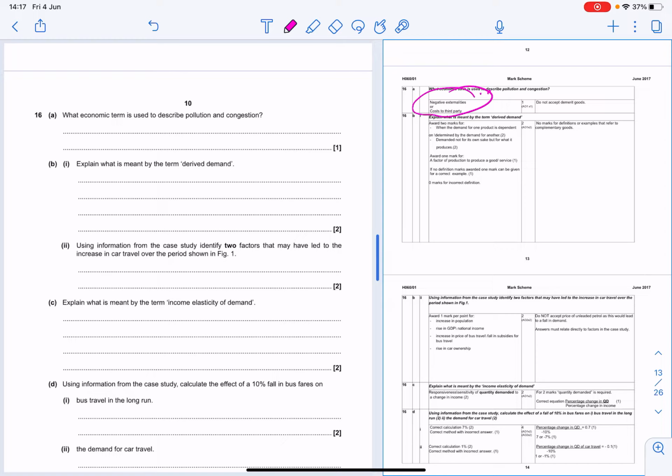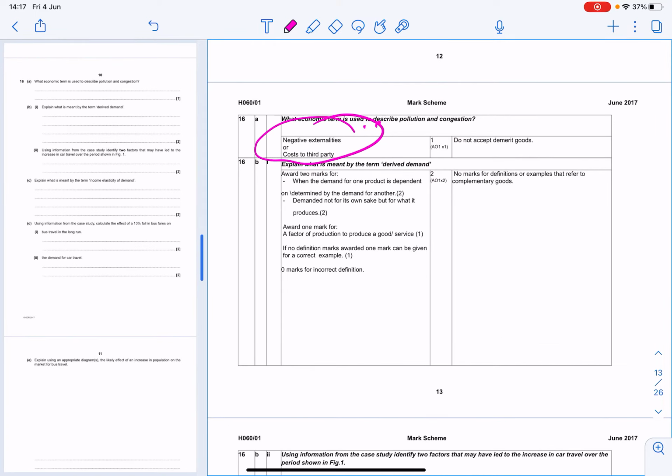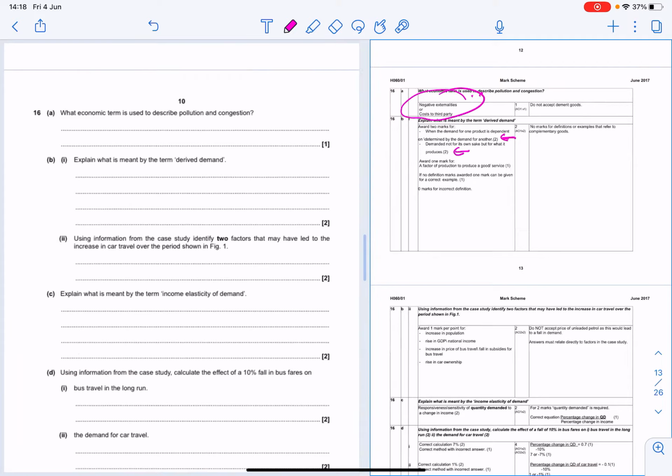So if you look over at the mark scheme over here, it says when the demand for one good is dependent on or determined by the demand for another. So that would be one definition. Some textbooks use this second definition, demand not for its own sake, but for what it produces. If you said a factor of production produced goods and services, then they were allowing 1 mark for that. But it's better just to learn the definition and to get the definition accurate. So it's demanded due to the demand for another good. So think about wood and tables as an example.